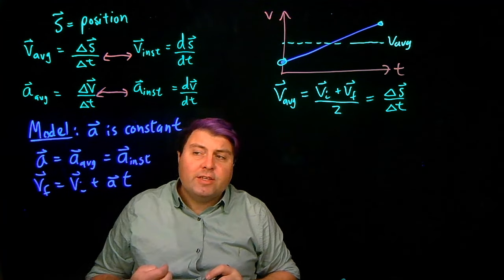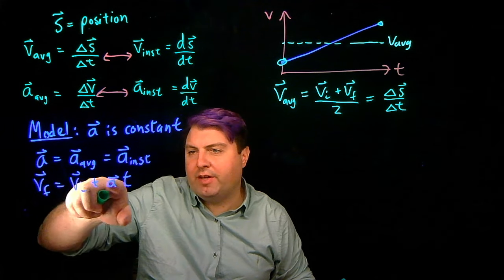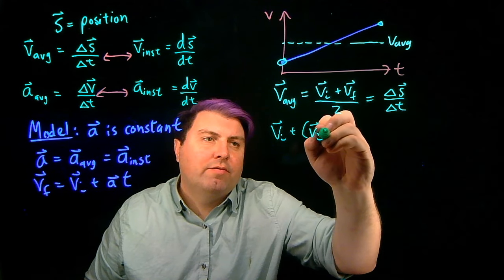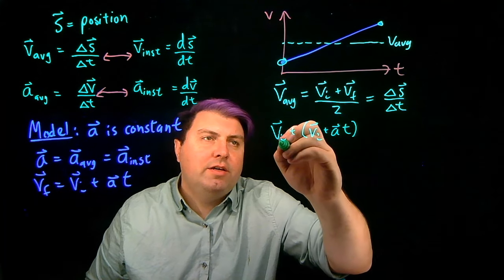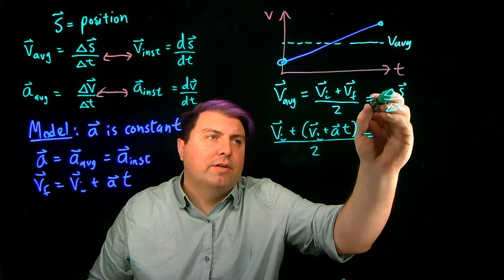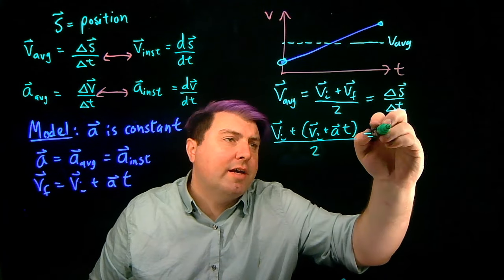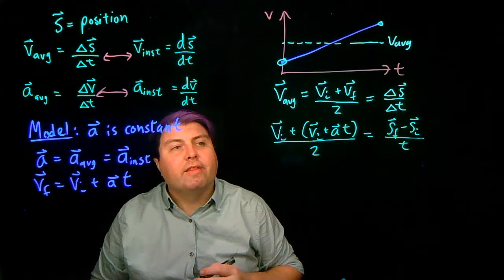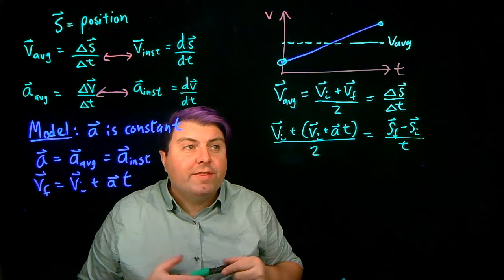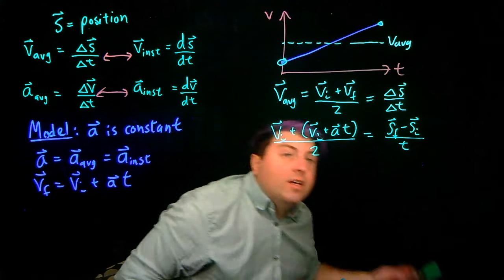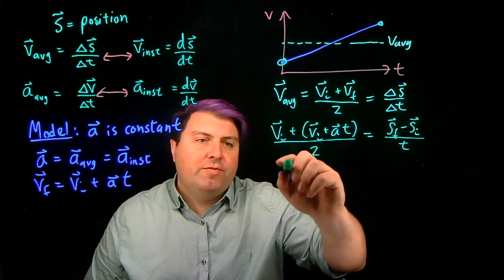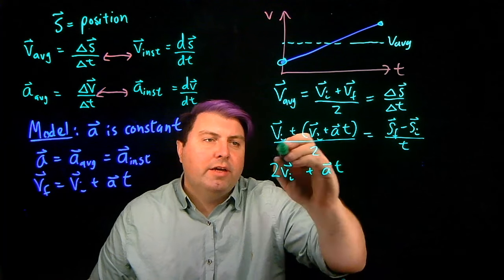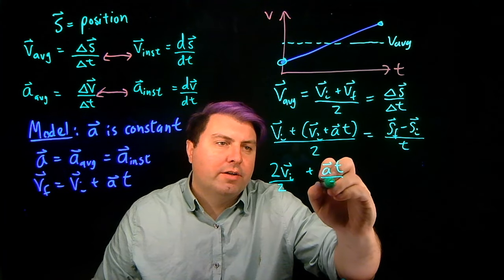So with this, we can also use that our V_f definition is V_i plus a delta t, so now we have V_i plus a t, all divided by 2. And then over here for this delta s, we can define our delta s as s_f minus s_i, and then taking away the delta, just as t. With this, we can make some steps to start to solve for s sub f. We have 2 V_i, so we can group them together, 2 V_i. We have a t, and we can split this 2, so it's 2 here and 2 here.